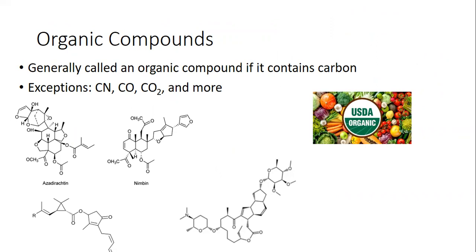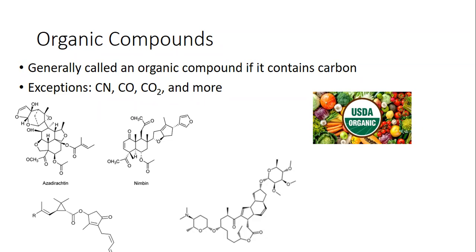Now, what we've been looking at, and what really is organic chemistry, is what are called organic compounds. Generally, an organic compound is a compound that contains carbon. There are exceptions. CN, which is cyanide, is not an organic compound. Carbon monoxide is not organic. Carbon dioxide is not organic. And there's more. But if it contains carbon and hydrogens, usually you call it organic because usually it comes from organisms.